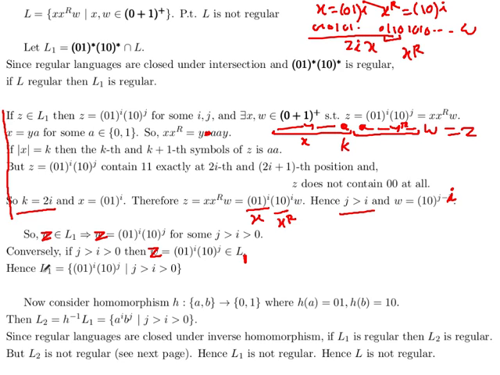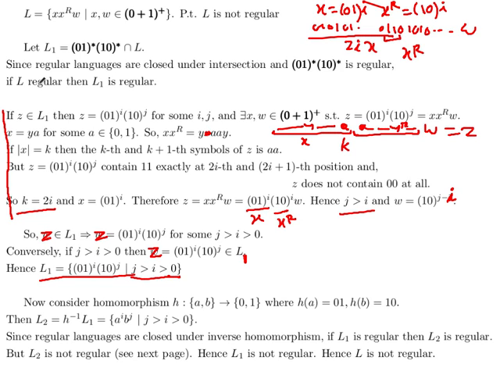So that means this L1 is precisely this language. It is precisely the strings 0 1 to the i, 1 0 to the j, such that j is greater than i is greater than 0. So this is the language. Okay. Now remember, we said that we will prove that this L1 is not regular, and then this will mean that this L is not regular.